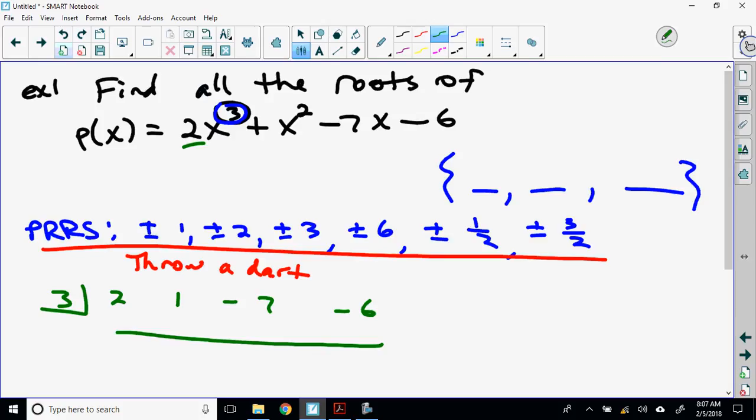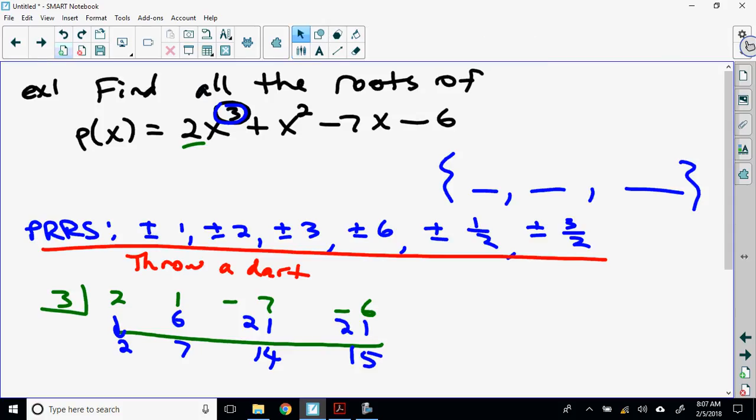All right. So this synthetic division process, what are we going to do first? Drop the 2 like it's hot. Good. So we got the 6, 7, 14, 21, and 15. Now, what's the title of this section? Theorems about polynomials. I don't expect you to know this one, but it's worth keeping in your brain. Do you notice how all those coefficients on the bottom row are positive?